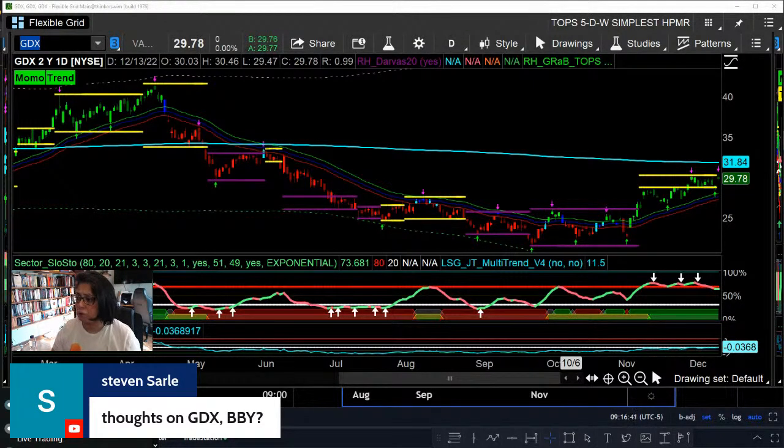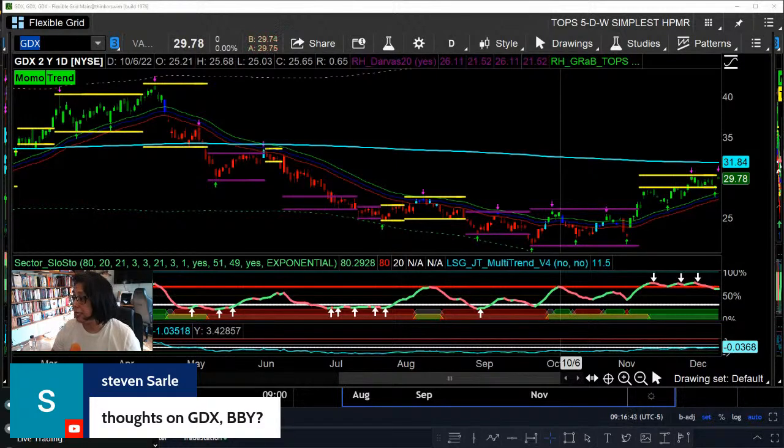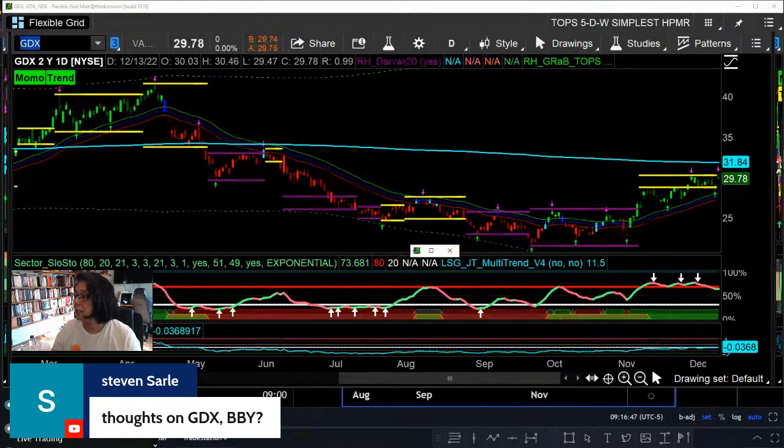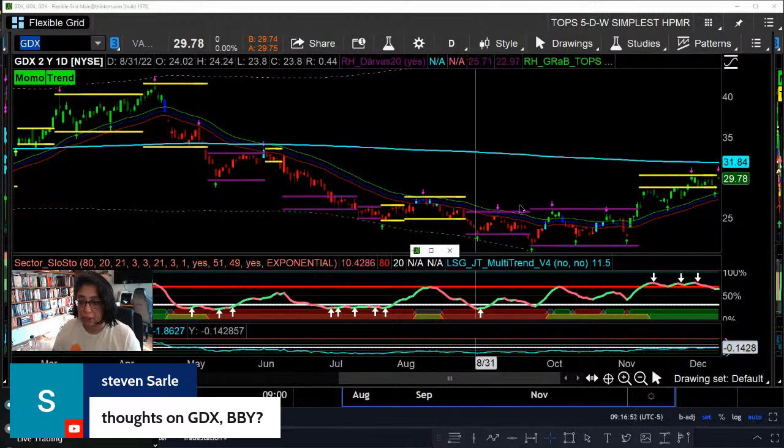Well, if I'm looking at this group of gold miners, and by the way, GDX, SLX, XME are all on my radar. And where did I just put that chart? Hang on, gang.